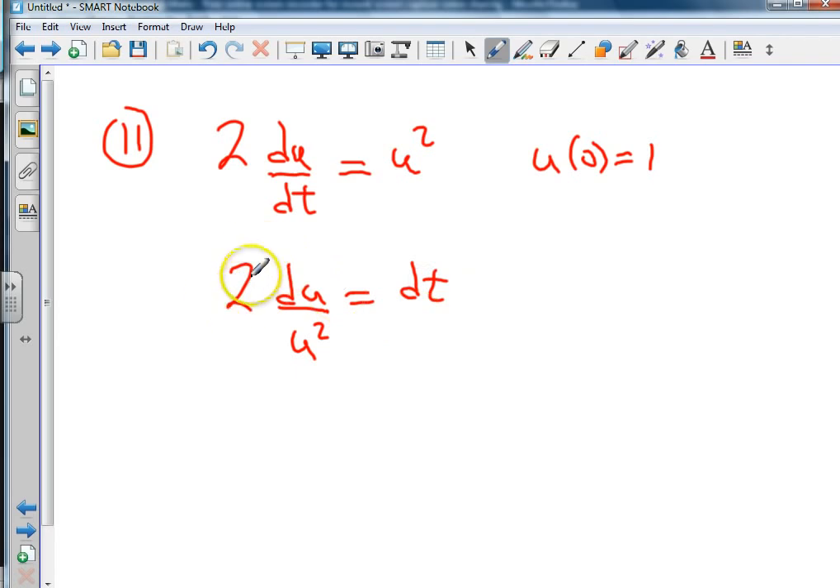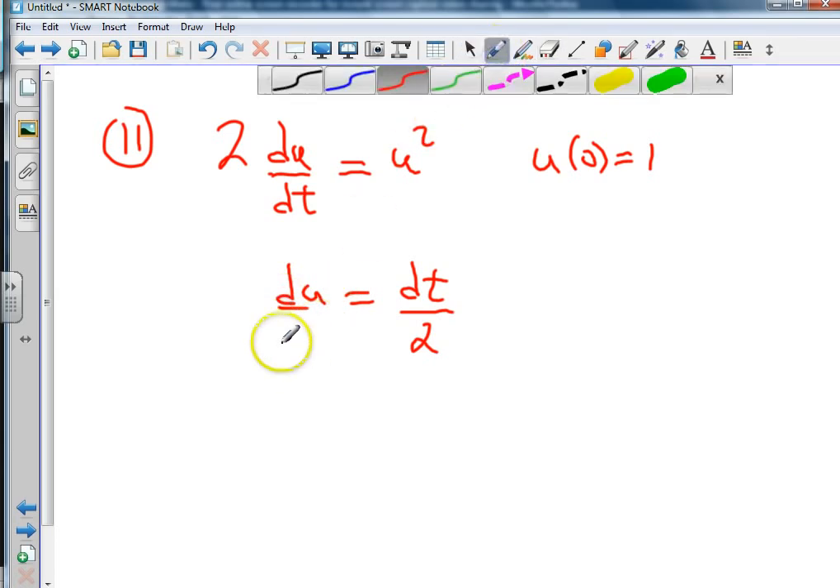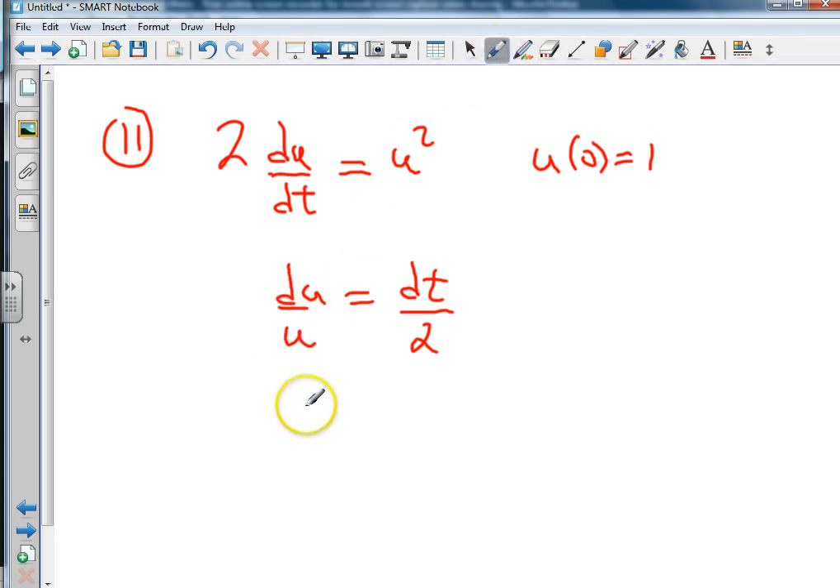Now, I could leave this 2 here, but I sort of like to leave those constants over there. I'm going to divide by 2. You don't have to. You'll get the same answer if you do it the other way. Now, how do you anti-differentiate this? Is this ln? No, this involves an antiderivative with ln in it, right? But this is not. What is this? How do you anti-differentiate that?